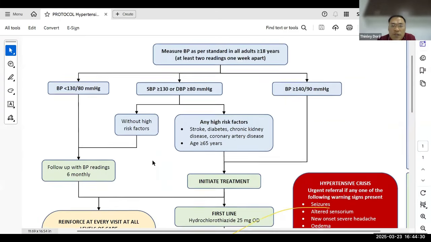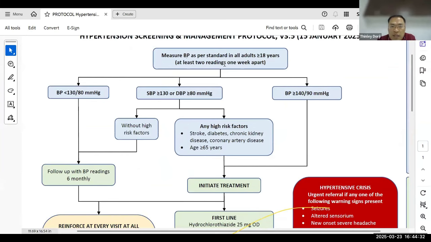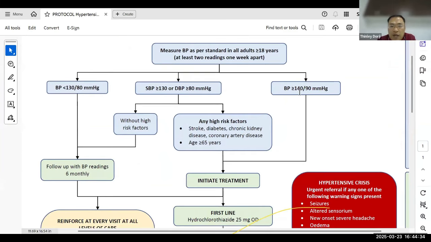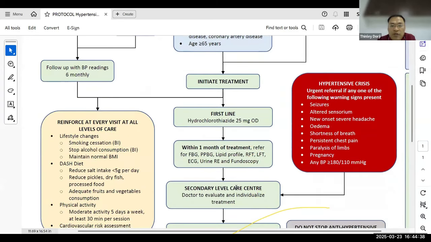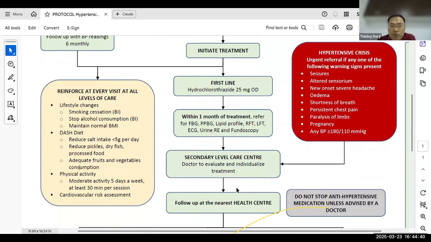Now, if the patient has been diagnosed with hypertension based on this standard screening procedure, then it says initiate treatment. So what is the first line of treatment that you are supposed to provide? That is hydrochlorothiazide 25 milligram OD. This is the standard first line recommendation for all patients diagnosed across the country, and this is the recommendation as of January 2025.